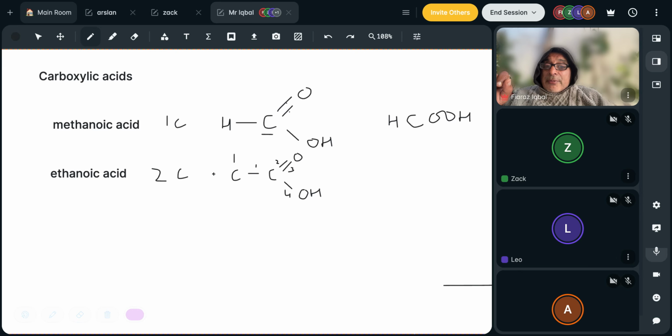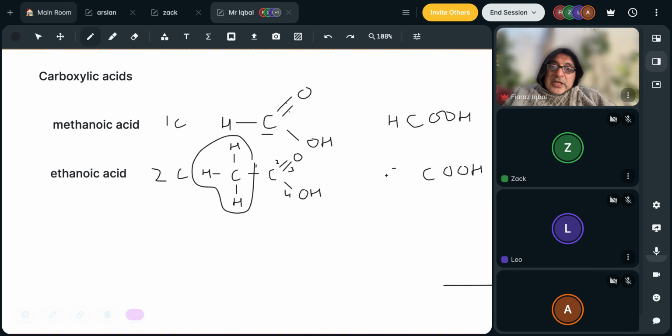So this last carbon needs 4 bonds as well. So I put CH, H, H. So this would be my C double O H. It's not CO2H. You write it C double O H. And this is CH3 on the end. So you just write CH3 before that.